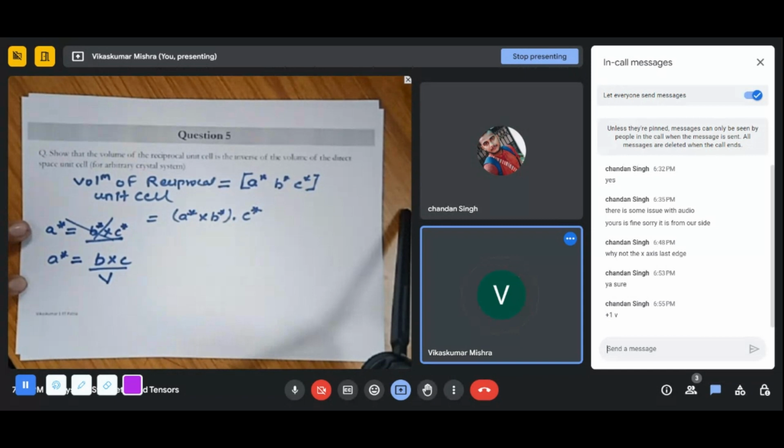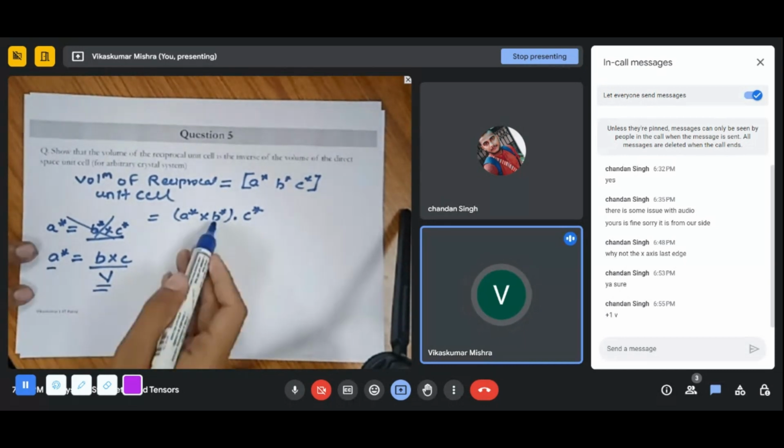You might be thinking that we can write it the other way also, that is, A will be equal to B star cross C star. That is also true. So the reverse is also true, we can write it in this manner also. So A star we have written.